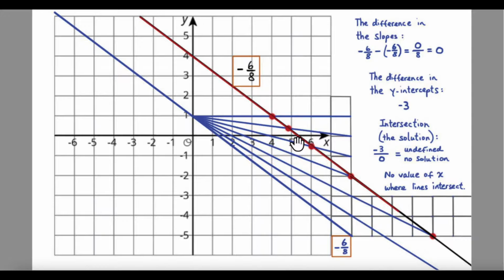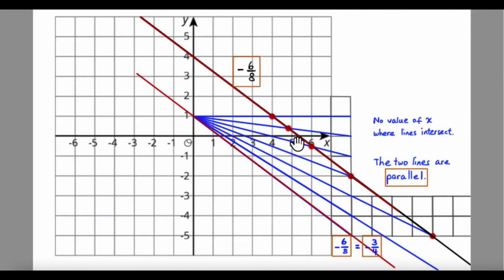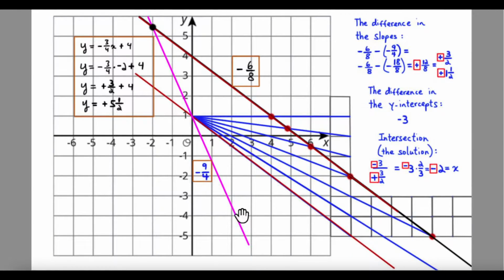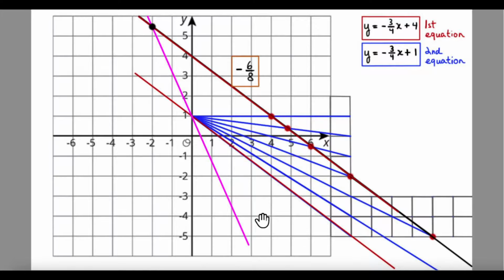And then you reach the answer for part B, which is when the lines are parallel, there is no solution to the system of equations. And then when you move past parallel, that x-coordinate in the solution to the system becomes negative. So why is that happening?